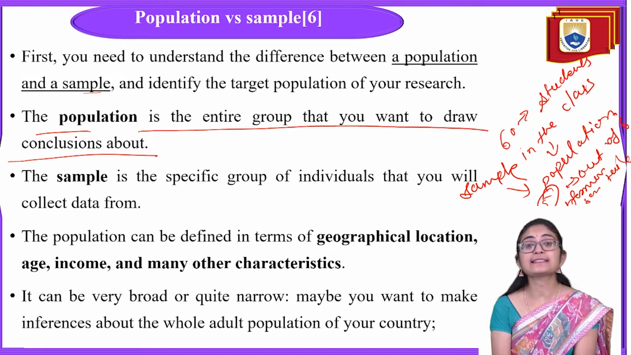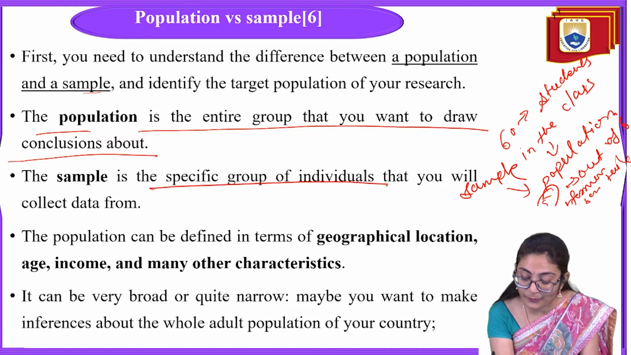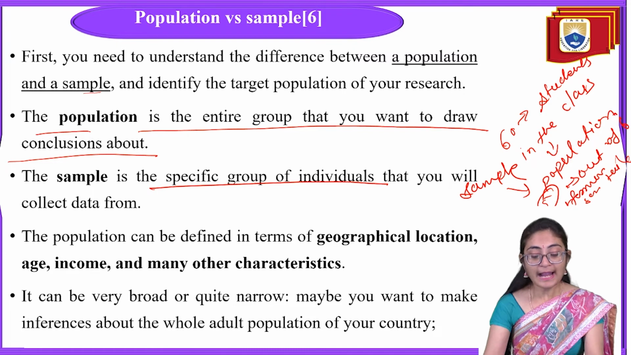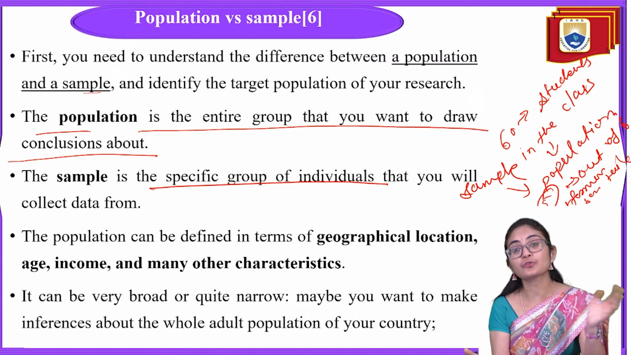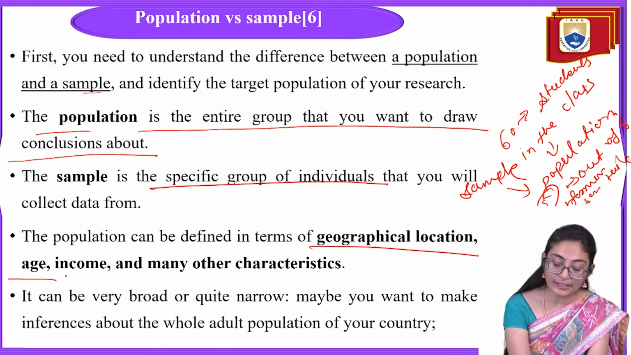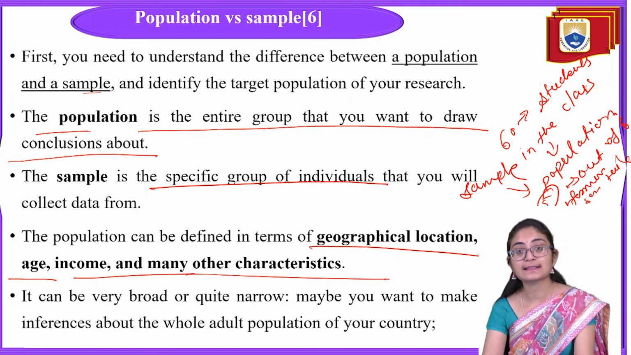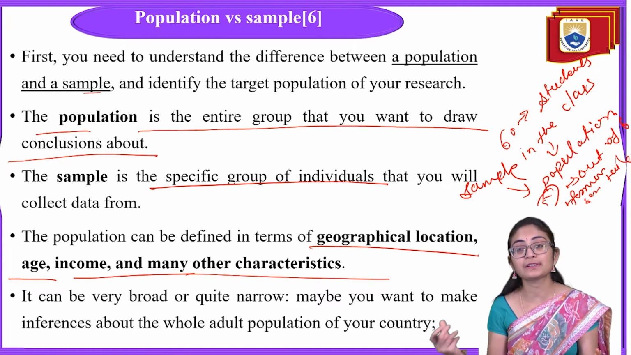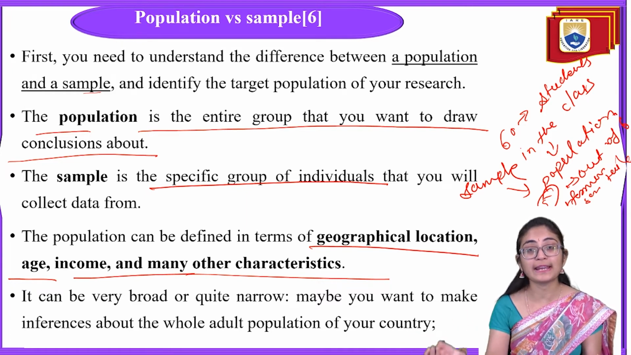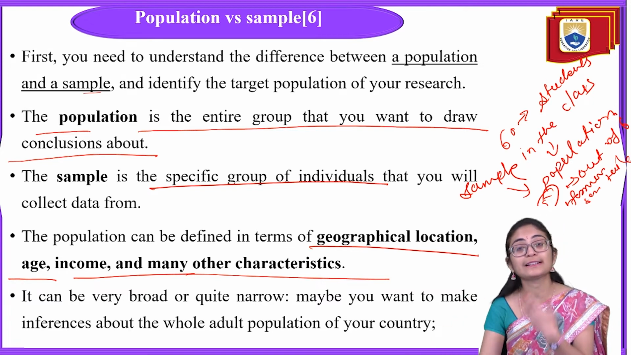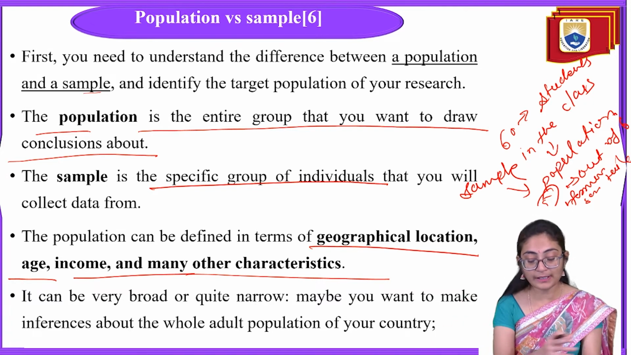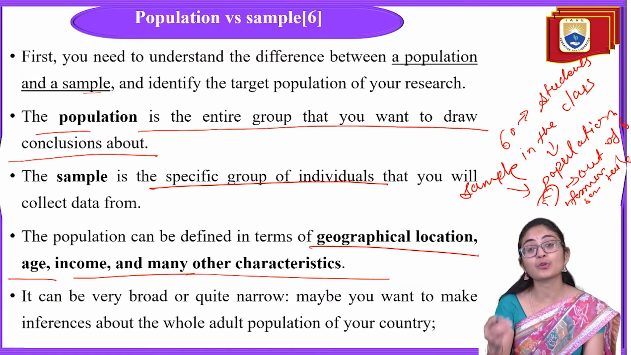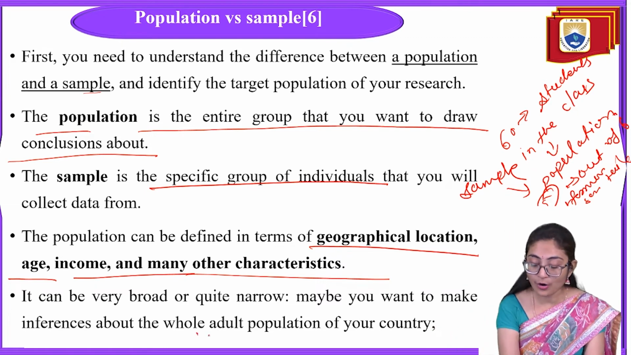And we can say that the sample is a specific group of individuals that you will collect the data from. The population can be defined in terms of geographical location, age, income, and many other characteristics. That means the population can be defined in terms of different things. It can be very broad or quite narrow also. And maybe you want to make inferences about the whole adult population of your country.